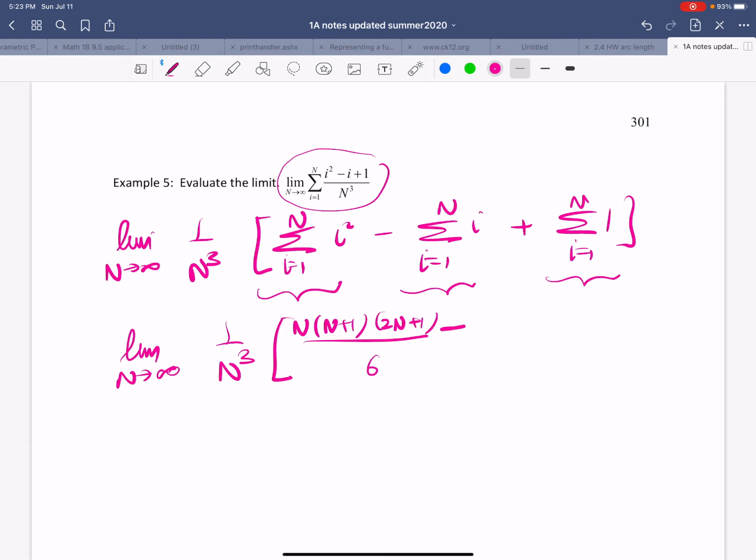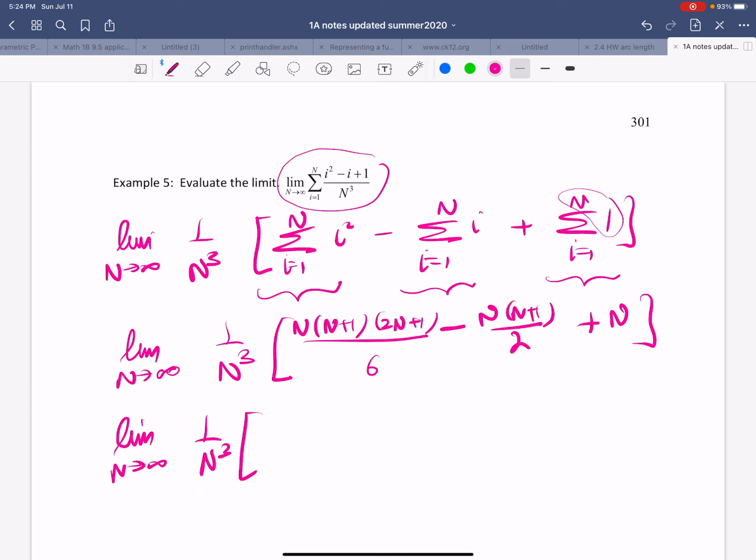Minus summation i equals 1 to n of i. That's n times n plus 1 over 2, plus the summation of the constant 1, which is n. Now let's go ahead and simplify and see where this limit goes. 1 over n to the third, n times n plus 1. When I multiply, that would be n squared plus n, and I'm multiplying it with 2n plus 1, so n squared plus n times 2n plus 1 divided by 6, minus n squared plus n over 2, plus n.